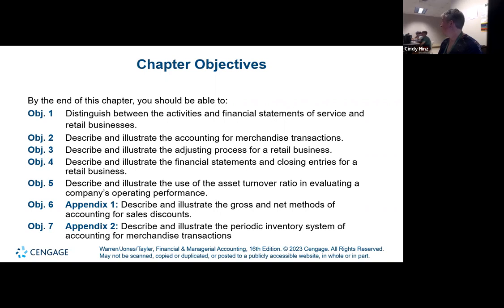As I said, for the last chapter, there could possibly be a question in the pre-quiz, but not likely. There definitely will not be anything that we cover in class. There won't be anything on the homework problem or on the exam related to those last two appendices, last two learning objectives on the screen.